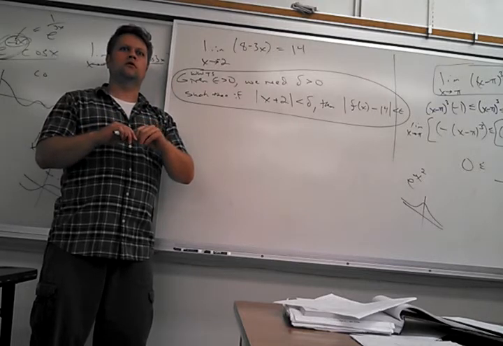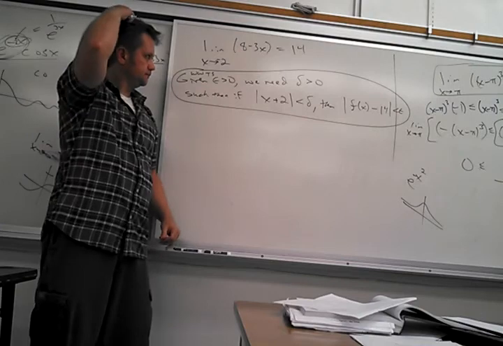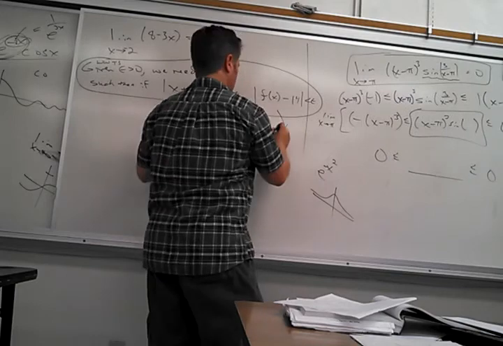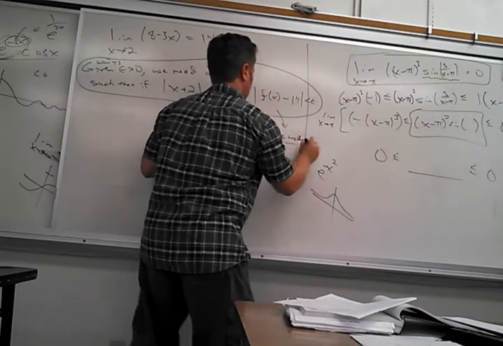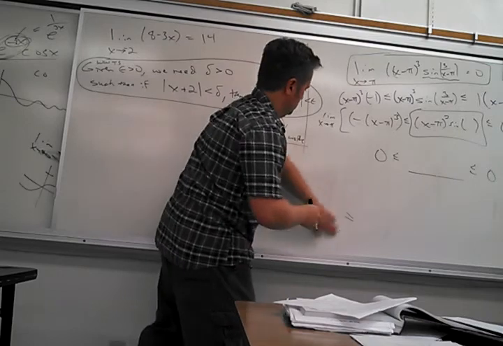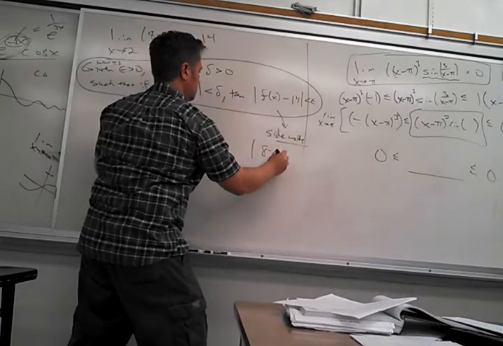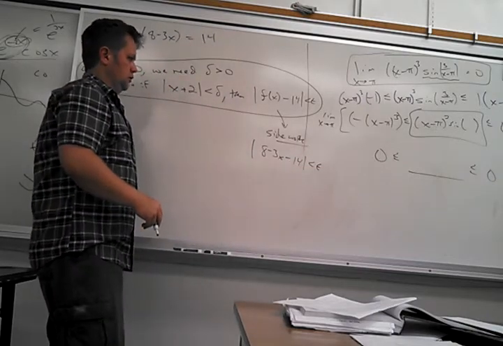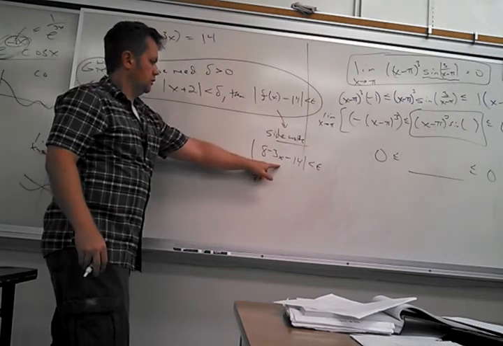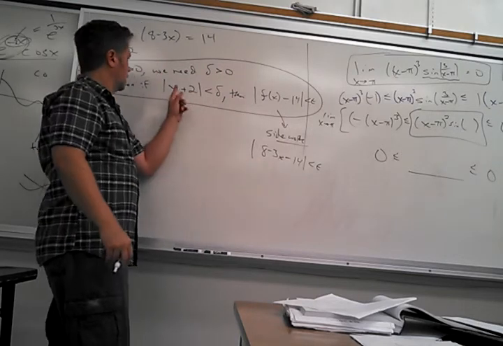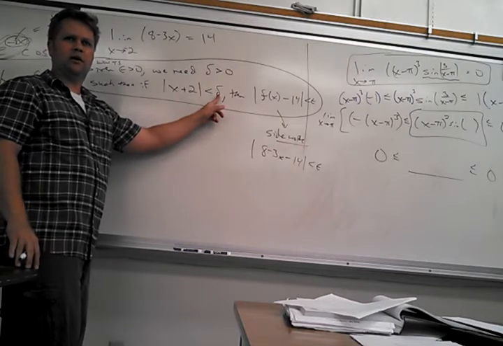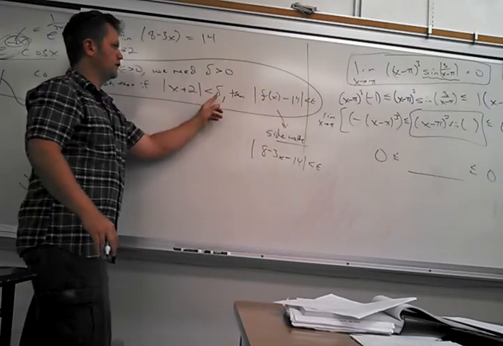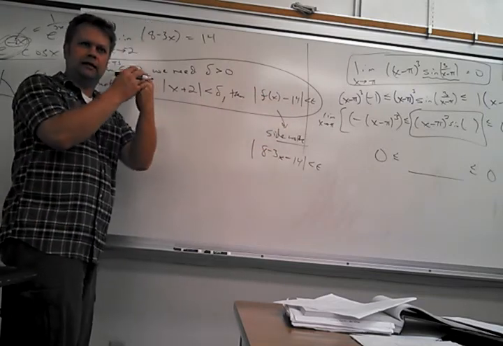So you take a third of epsilon? Where did I get that from? So here's the side work. Put in there what it is: 8 minus 3x minus 14. That's an epsilon. What am I trying to get from here? X plus 2, because then I can explicitly see what delta has to be to make it true. So I'm constructing from where I know I want to end up where I have to start. I'm creating the thing I need to make this work.